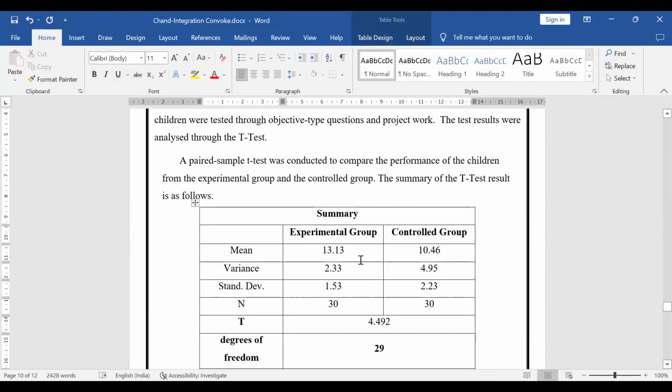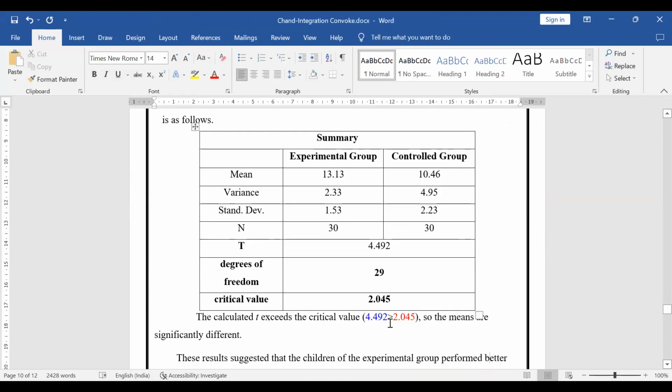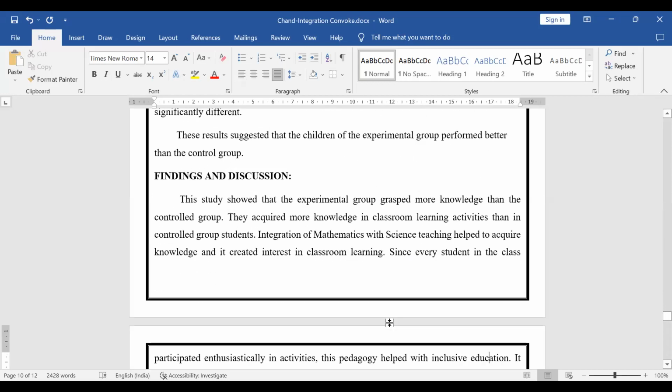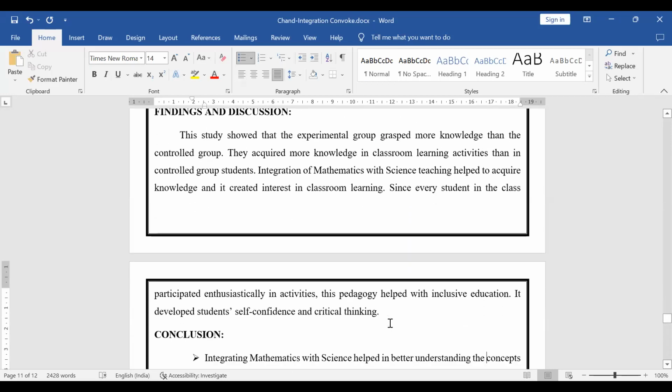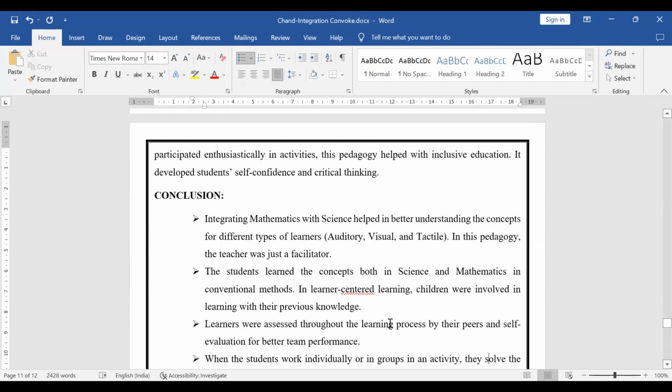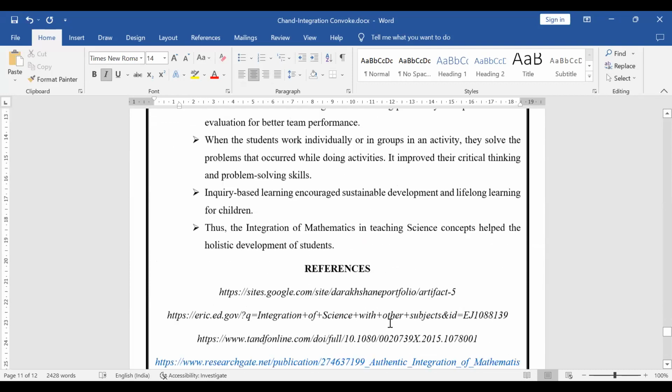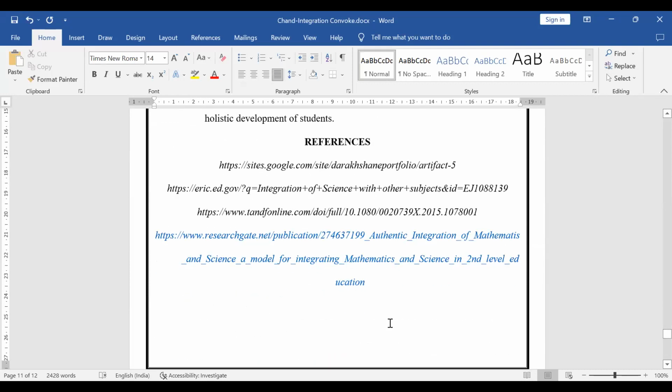Two groups: she has found out the mean, the variance, the standard deviation. So the t-test value is greater than the table value, so the mean difference is significant. So the experimental group has done better than the control group. So findings and discussion, conclusion. So she has given references like this.